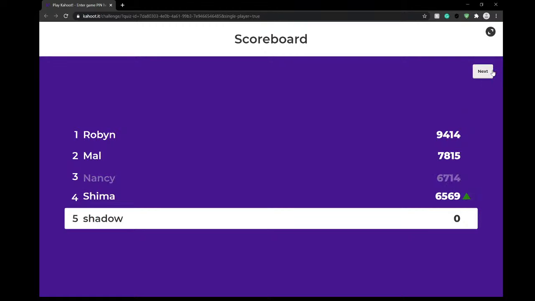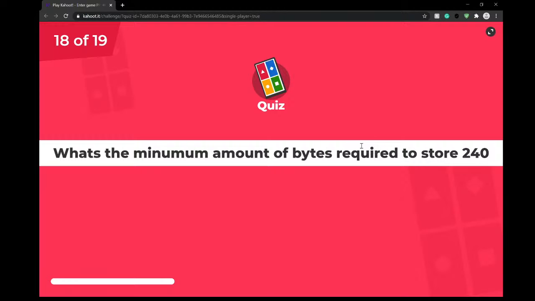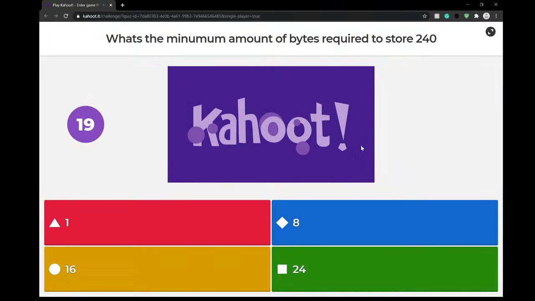That is not good. And we are almost finished, folks. We have 2 questions left. So first one, what is the minimum amount of bytes required to store the number 240? And that is base 10, by the way. I didn't write that, but that's what it's supposed to be. So 240 shouldn't be that difficult, right?